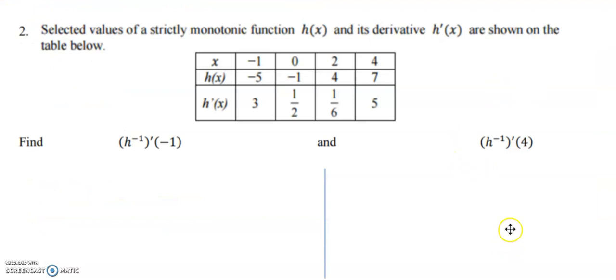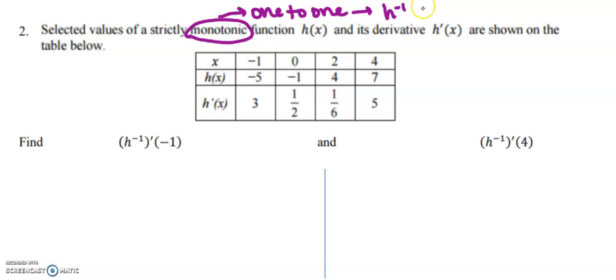Question 2. Values of a strictly monotonic function h and its derivative h prime are shown. Well, the reason monotonic is important, this means that this was 1-to-1, which means that we know h inverse as a function exists, right? And it's a function that passes a vertical line test, etc., etc. Find h inverse prime of -1.